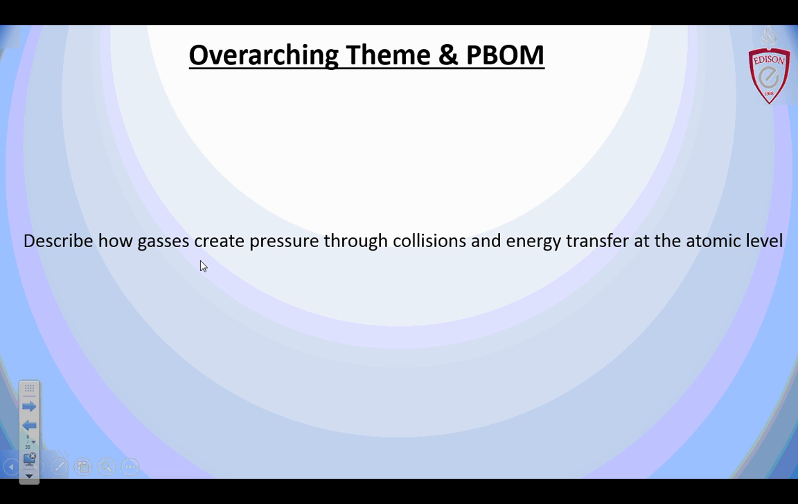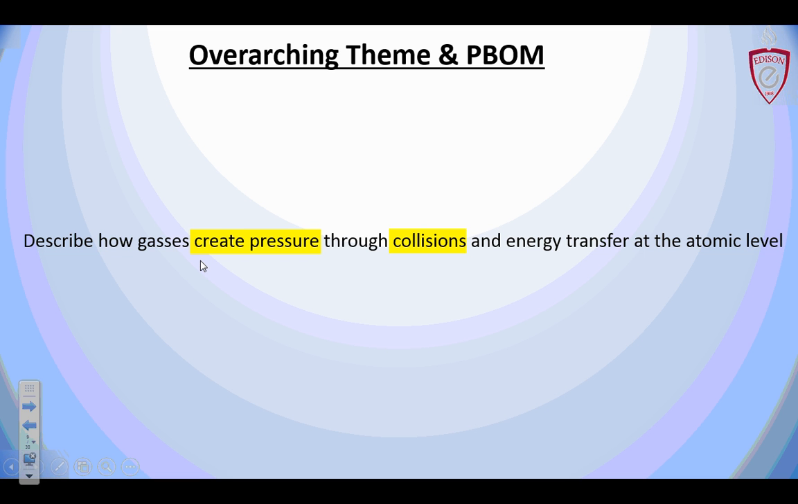We're going to describe gases, how they create pressure through collisions, and energy transfer at the atomic level. Monaco's bullet: gases hit container walls, making pressure. Get it? Gases hit container walls, making pressure. As a matter of fact, that's a long one, so Milks is going to say it now too. It's his bullet as well.